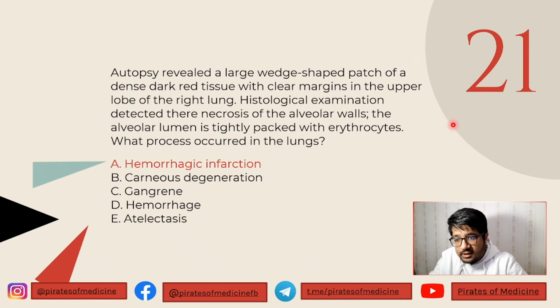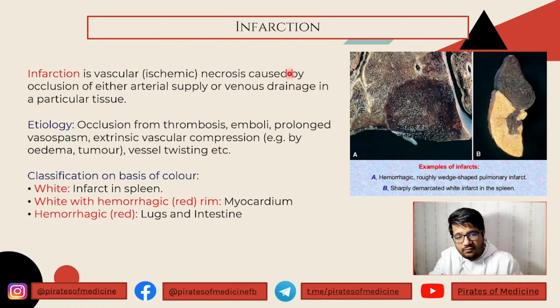The 21st question is that autopsy revealed a large wedge-shaped patch of dense dark red tissue with clear margins on the upper lobe of the lung. Histological examination detected necrosis of the alveolar walls. The alveolar lumen is tightly packed with RBCs or erythrocytes. What process has occurred in the lungs? Now, this is a classical morphology of infarction of the lung.